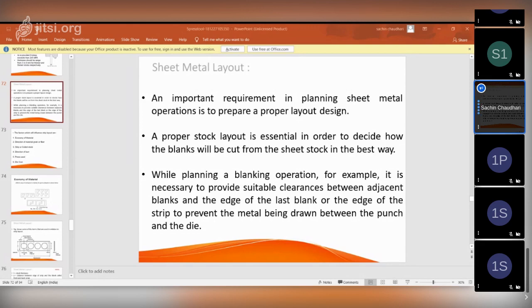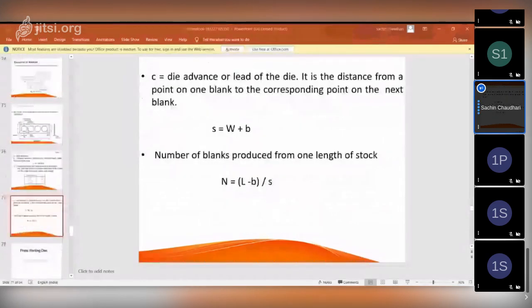Now from this n formula, please tell me the scrap remaining at the end of one length of strip. What is the formula? Can anybody guess? From the formula of n, the number of blanks to be produced, you have that formula.